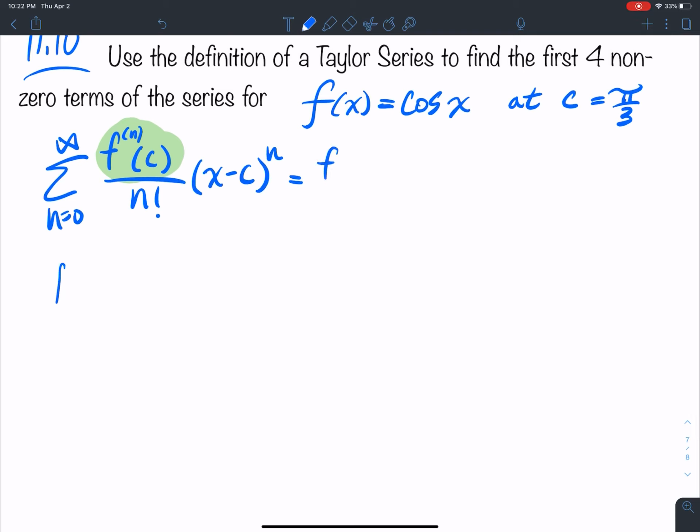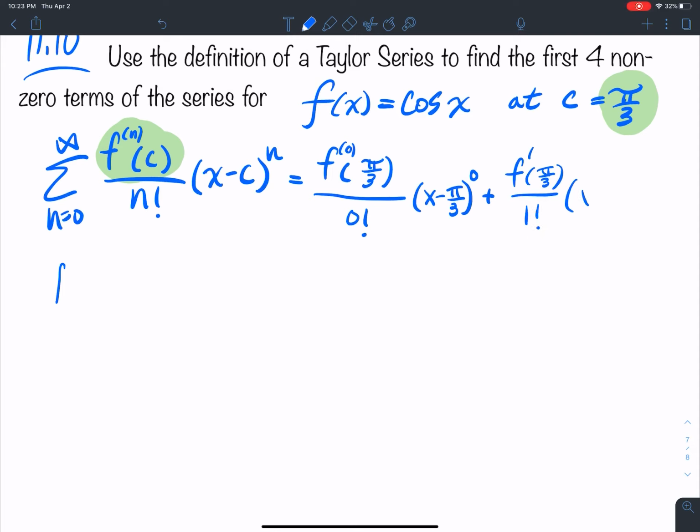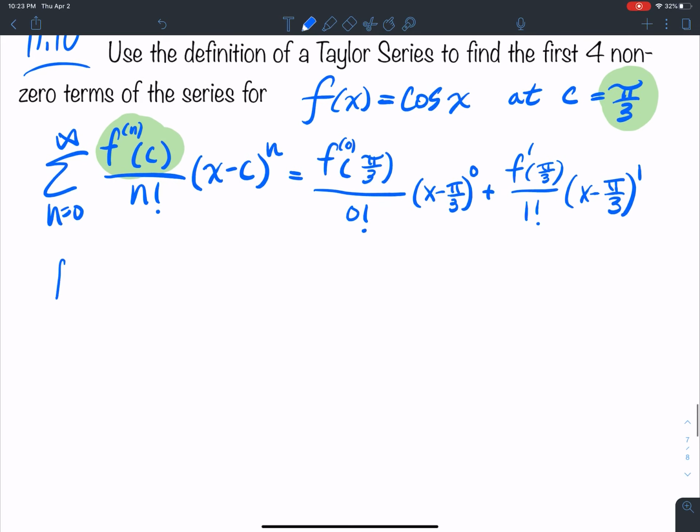Okay, so f of c, what is c equal to? C is pi over 3. And then over 0 factorial, x minus pi over 3 to the 0. Okay, that's the first term. Second term, f prime of pi over 3 over 1 factorial, x minus pi over 3 to the 1. Okay, that's another term. How many do we need? We need 4 non-zero terms.